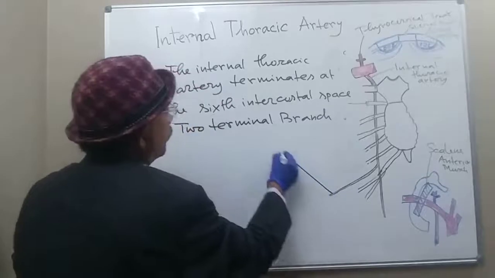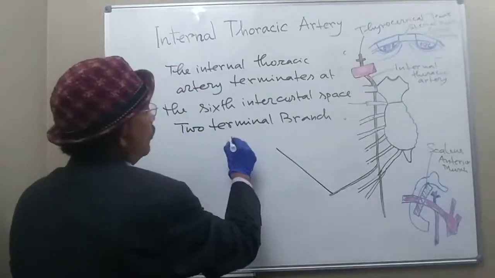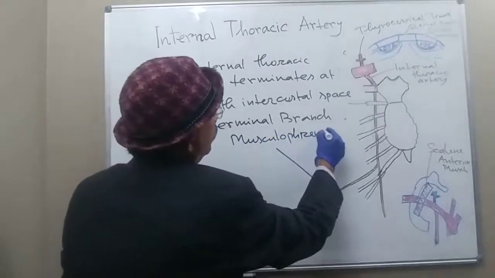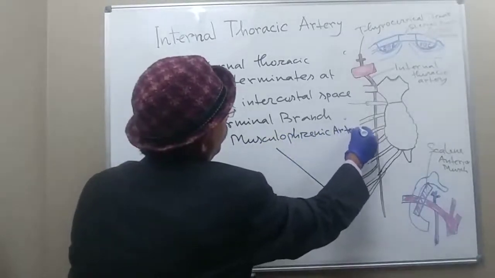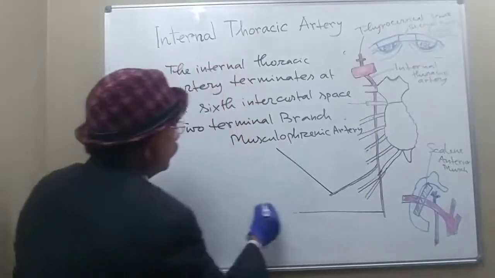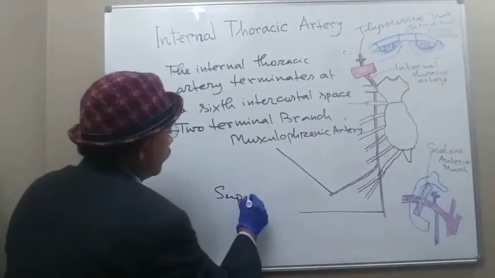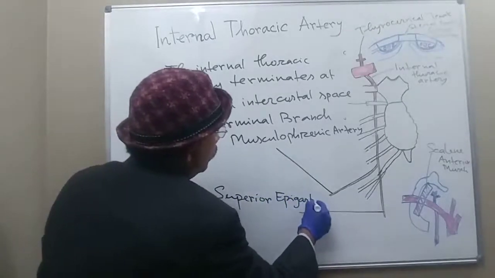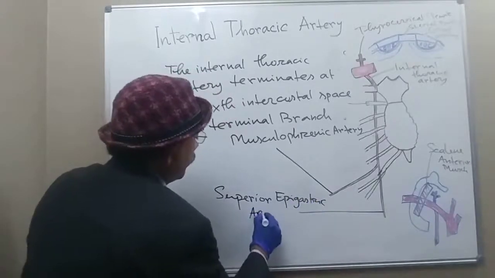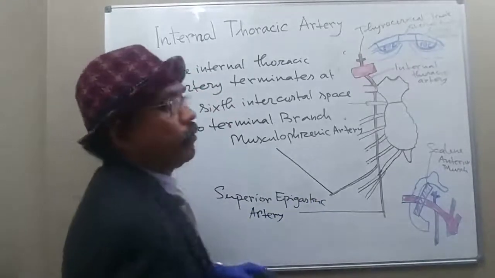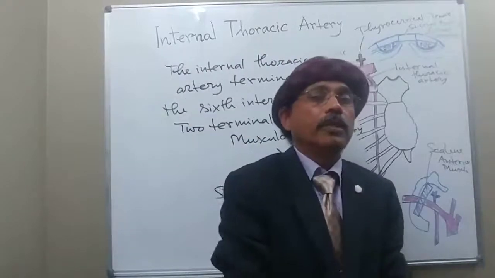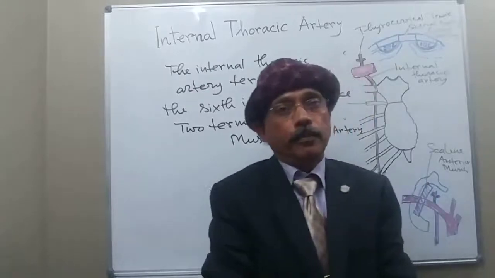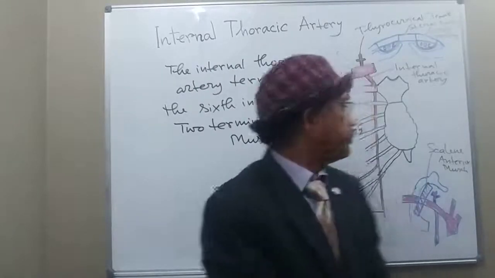One is this, the musculophrenic artery. And this is the superior epigastric artery. Okay. So, what are the terminal branches of the internal thoracic artery? Our answer is the musculophrenic artery and the superior epigastric artery.